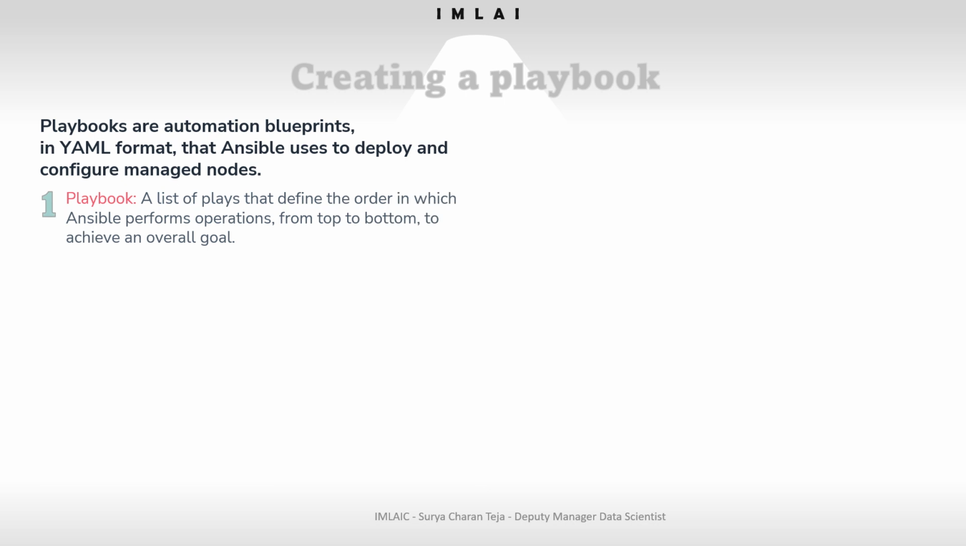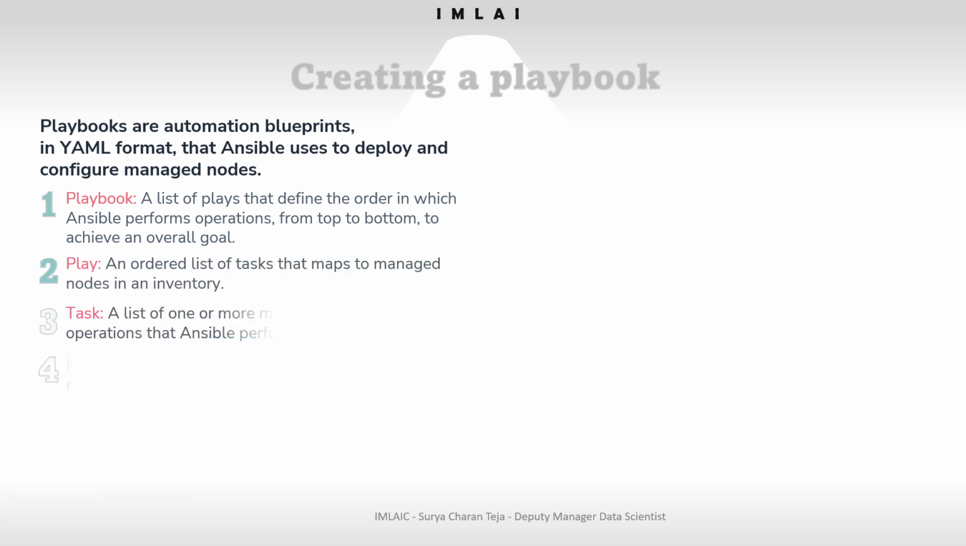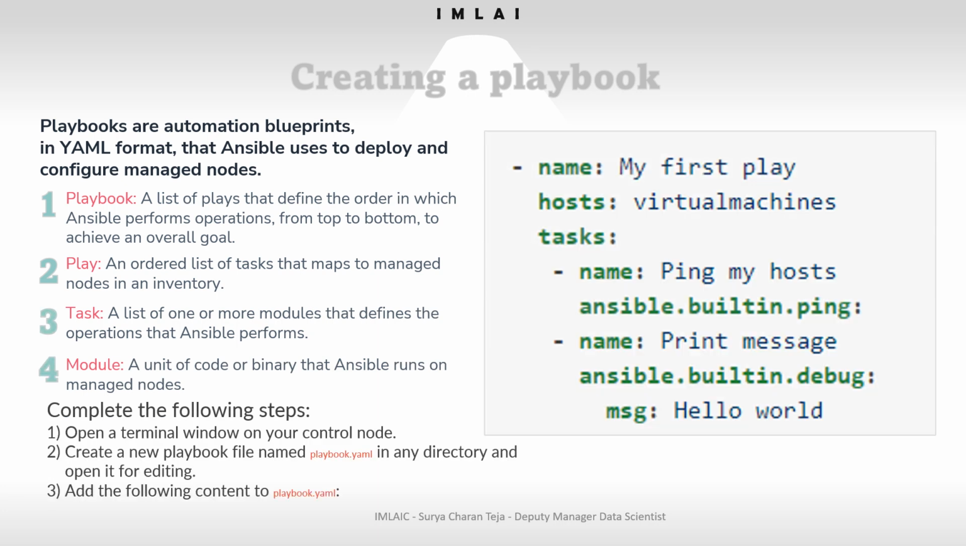A playbook consists of a list of plays. If you see this, a playbook consists of a list of plays. Here we have only one play, but normally it consists of a list of plays that define the order in which Ansible performs operations from top to bottom to achieve an overall goal. So a playbook consists of a number of plays. This playbook consists of only one play. It's a single play playbook.